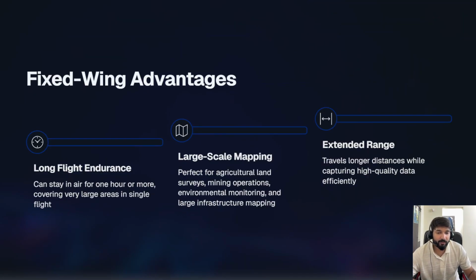One of the biggest advantages of fixed wing drones is long flight endurance. These drones can often stay in the air for 1 hour or more, which allows them to cover very large areas in a single flight.